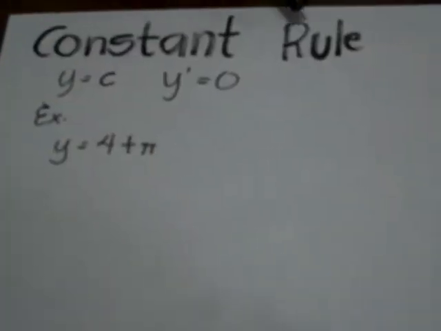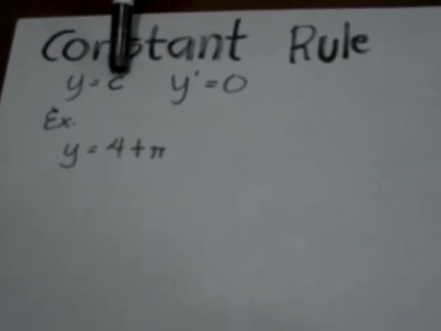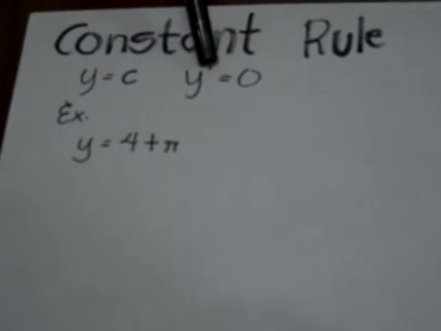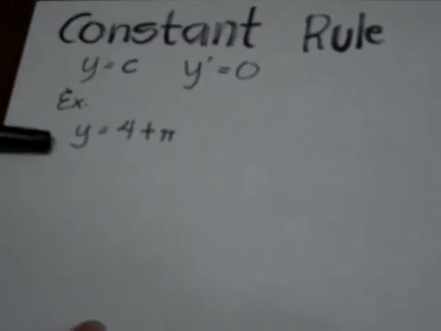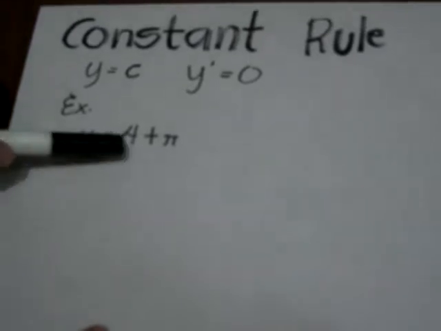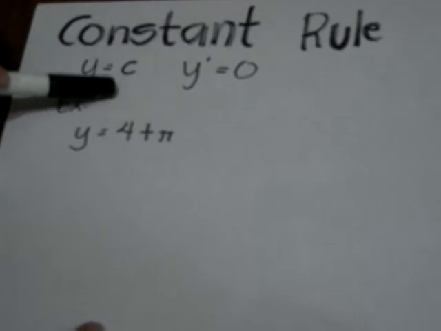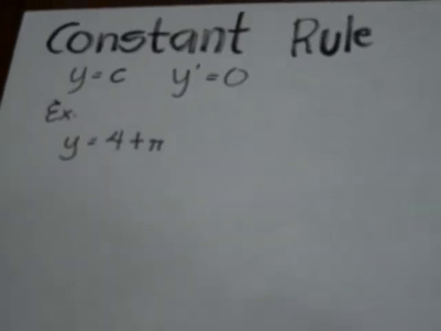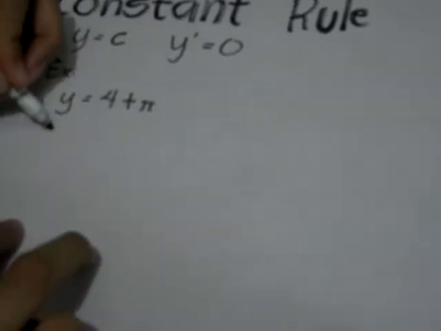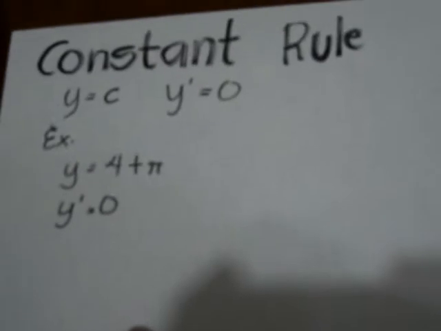So in the constant rule, if the function is equivalent to a constant, then the derivative of the function is equal to 0. For example, the function is 4 plus pi. Since 4 is a constant and pi has a value of 3.14, which is also constant, the derivative of the function is equal to 0.